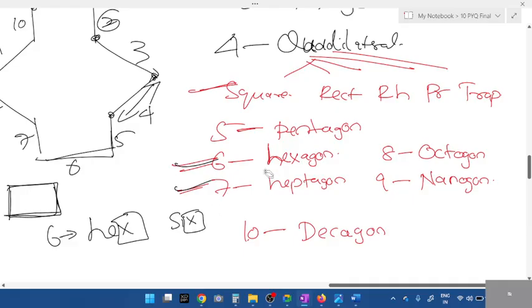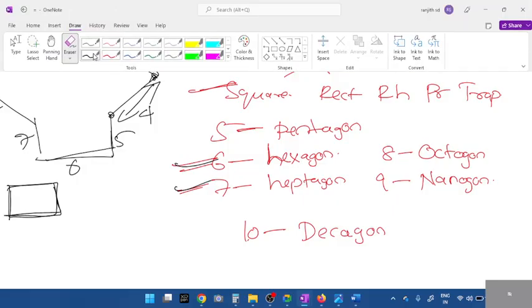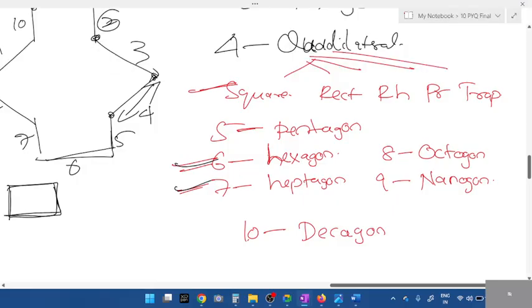By mistake, if you write heptagon, you lose 1 mark. Sometimes even I get confused about which is heptagon and which is hexagon. Okay, so 6 and X. The sound is the same. There is X in it. For 6, it is SIX. For hexagon, HEX. They are the same. Heptagon is 7. 8 is octagon. 9 is nonagon. 10 is decagon. Is it clear? Made a note of all these points?